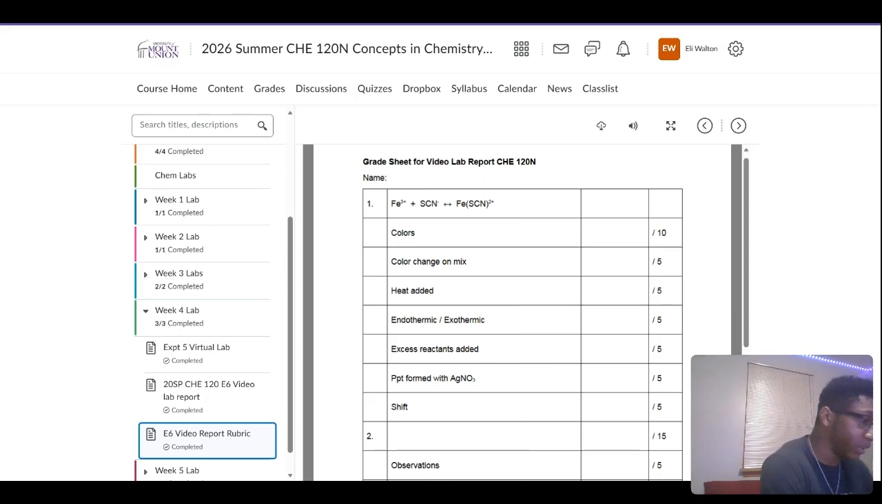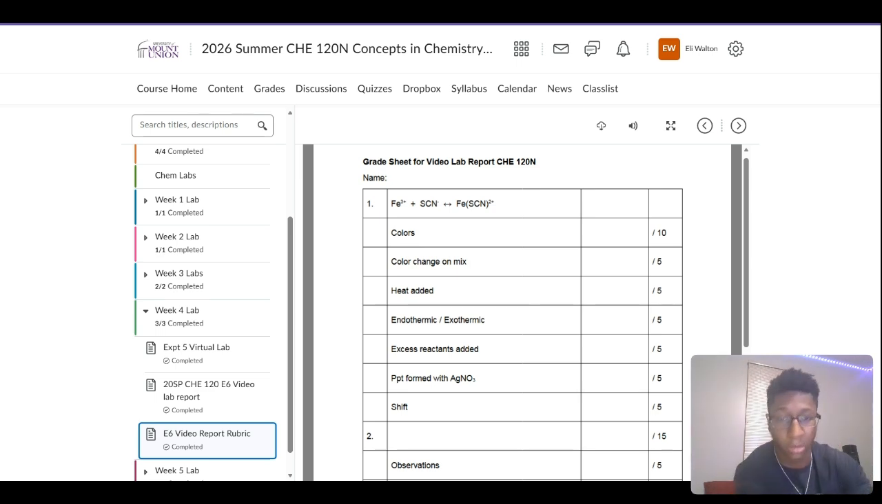So basically, as you can see on the screen, I'm going to be breaking down the lab report that I did, breaking down the solution of Fe3+ and SCN-, and the arrows to Fe(SCN)2+. I'm just going to break it down by the grading sheet and the rubric.